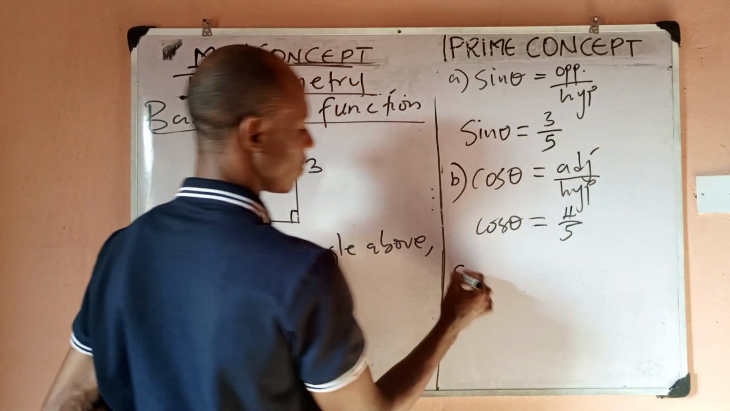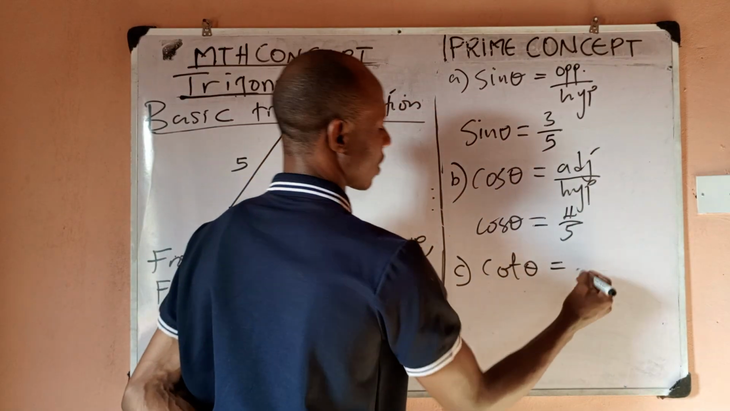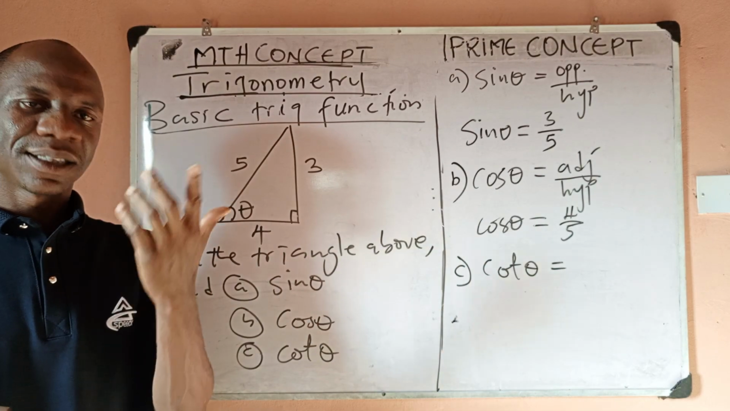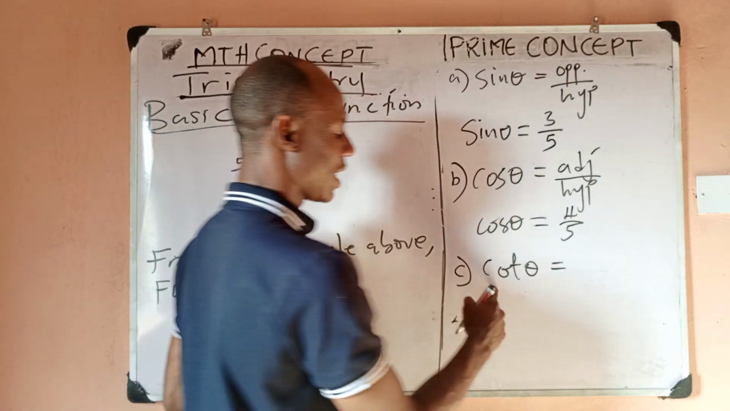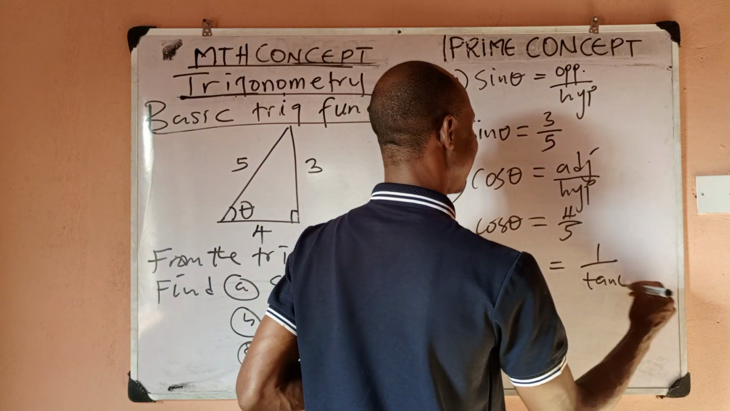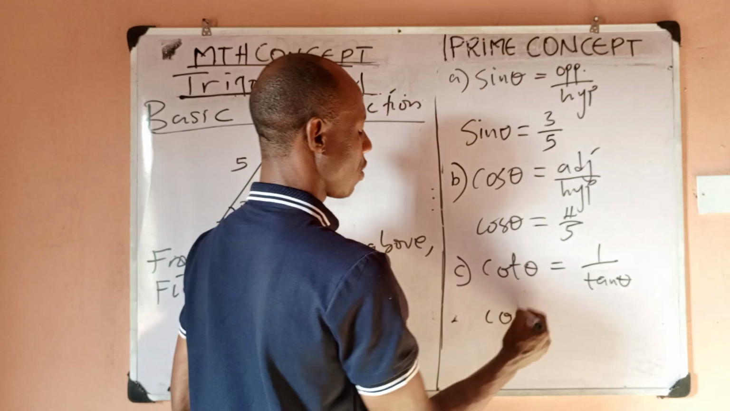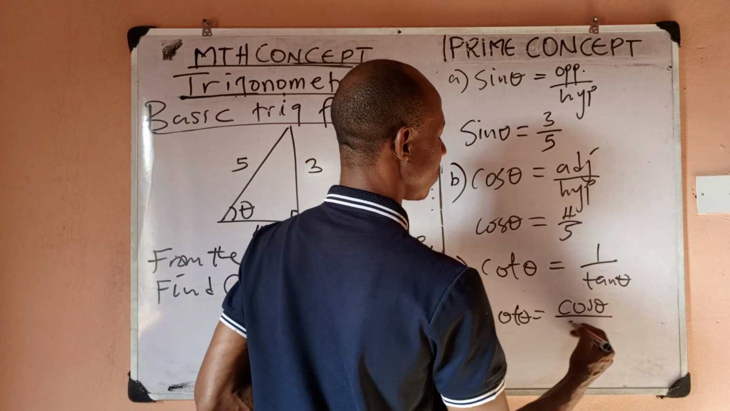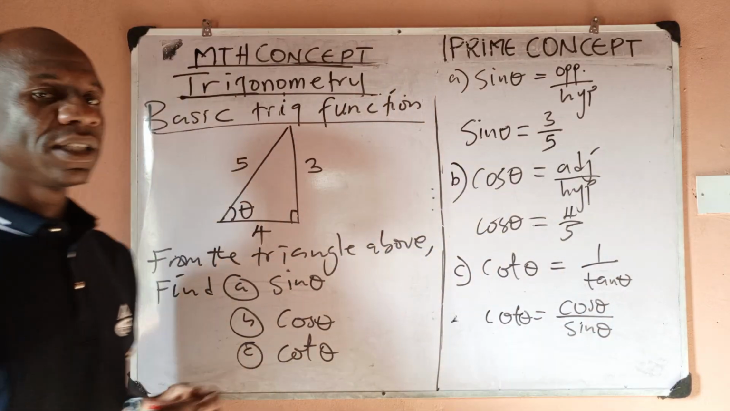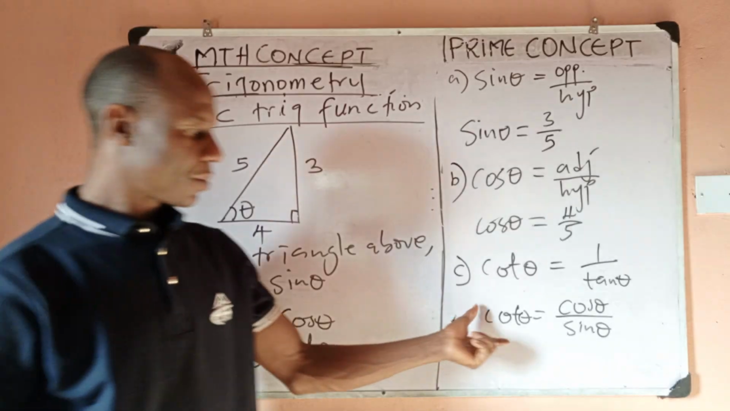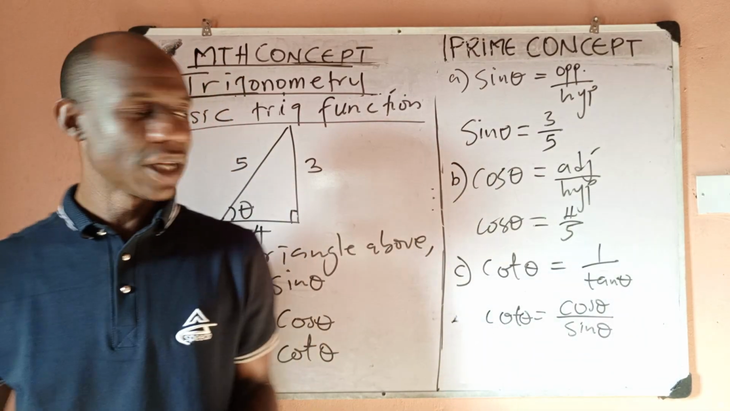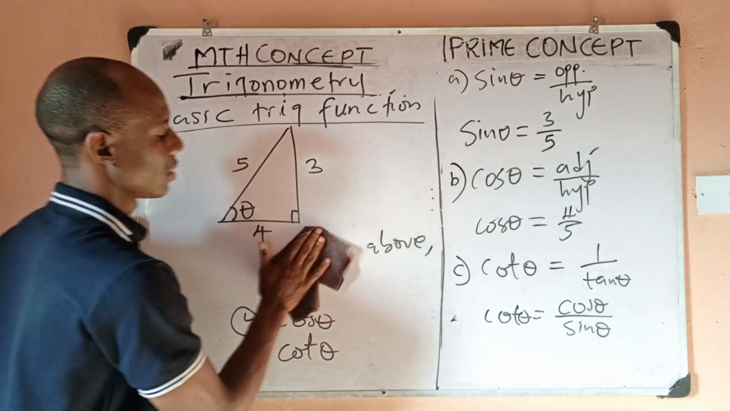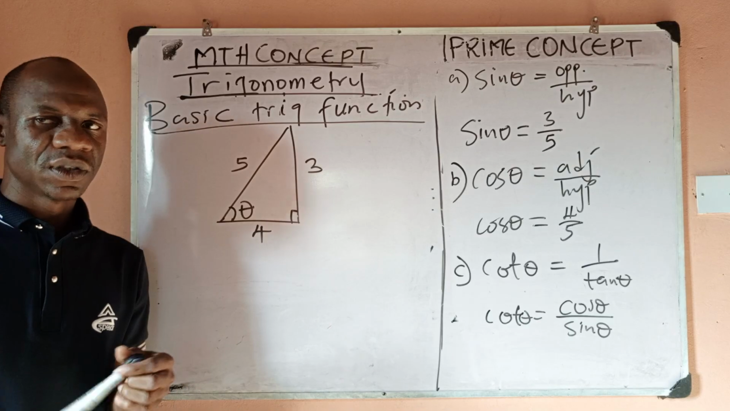And then finally, to find my cot theta, I know that cot is actually the inverse of tan. There are two ways I can get cot. I should know that cot is 1 over tan theta. I should also know that cot is the same as cos theta over sine theta. So any one of these can give me the answer. So what I'm going to do is use the second idea, and I would like you to use this first idea, then drop the answer. Tell me if they will give you the same answer. So let me use the second idea.